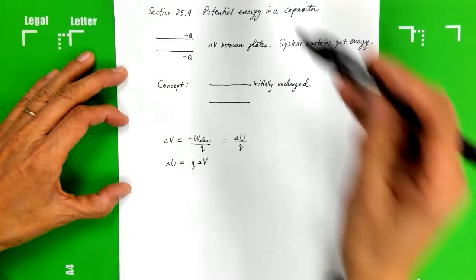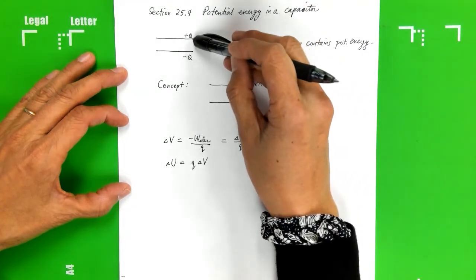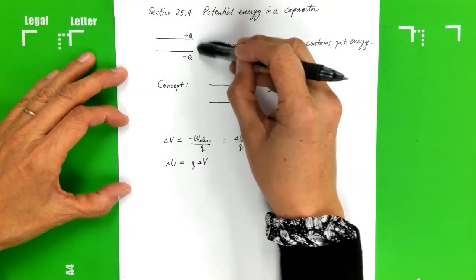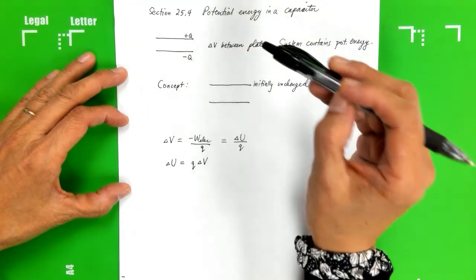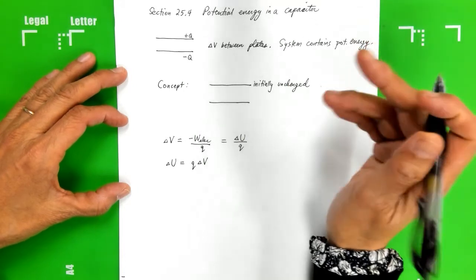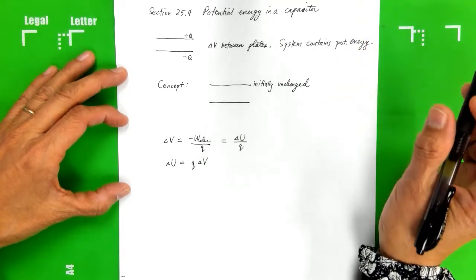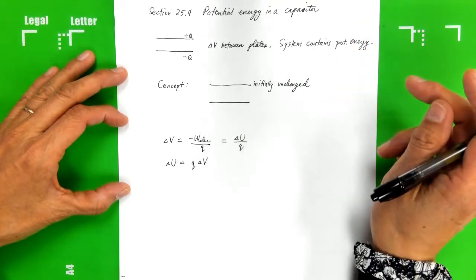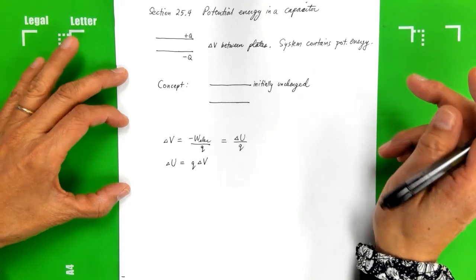So let's start with a capacitor. Here we go, and the top plate is positively charged and the bottom plate's negatively charged. And then there's some kind of voltage between the plates. And it turns out this system contains potential energy. And the way you can think about it is as follows.